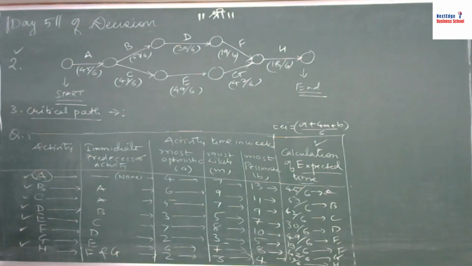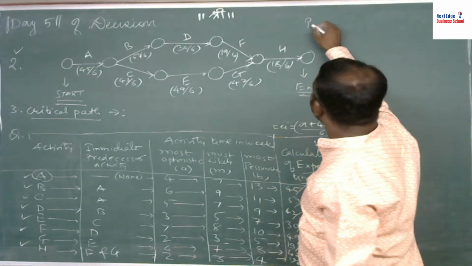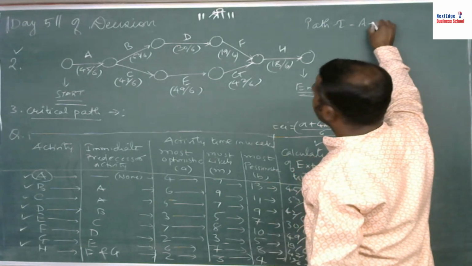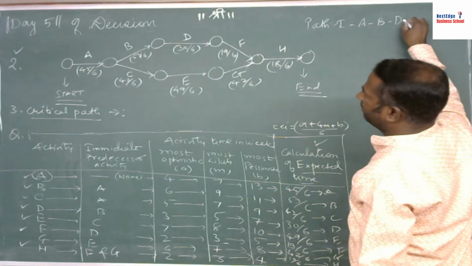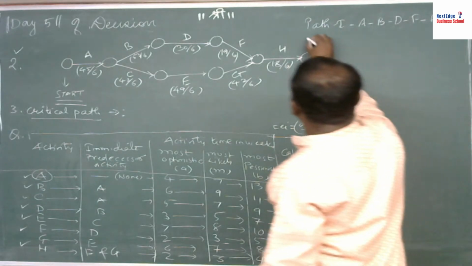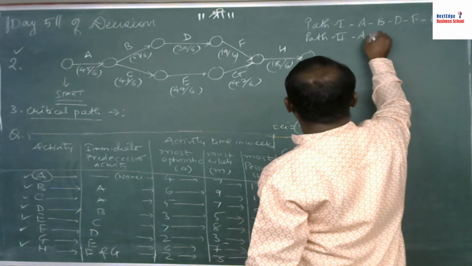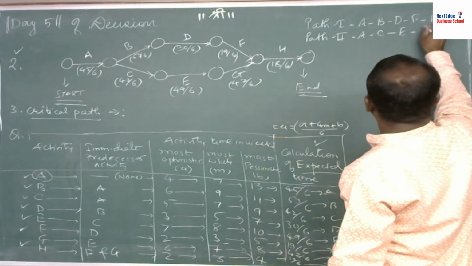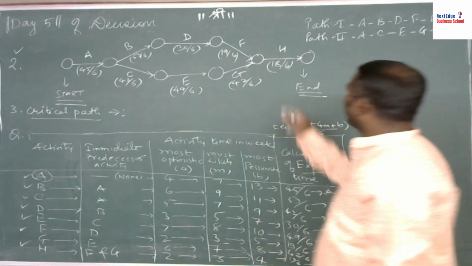How many critical paths can we see here? How many paths does this diagram actually have? You can write here path number 1. Can you all see this? Okay. Path number 1 starts from A, B, D, F, and then H. This can be one path. Path 2 can be like this: activity A, C, E, G, H.